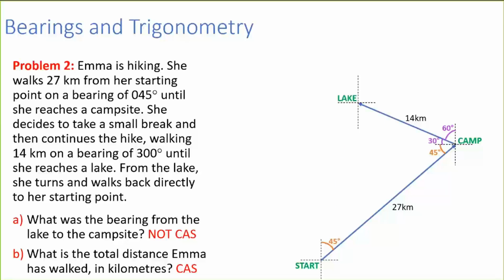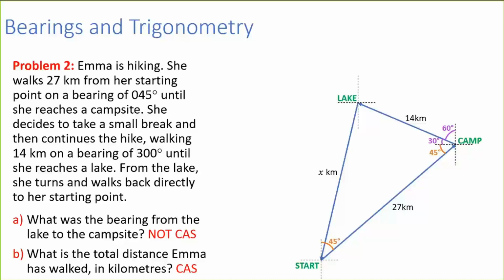And then from the lake, she heads directly back. So this is my diagram, and hopefully you can draw something as clear as this. Now the question, part A, does not require the CAS. It requires you to be good with your angles and have a very clear drawing. Part A says, what was the bearing from the lake to the campsite?